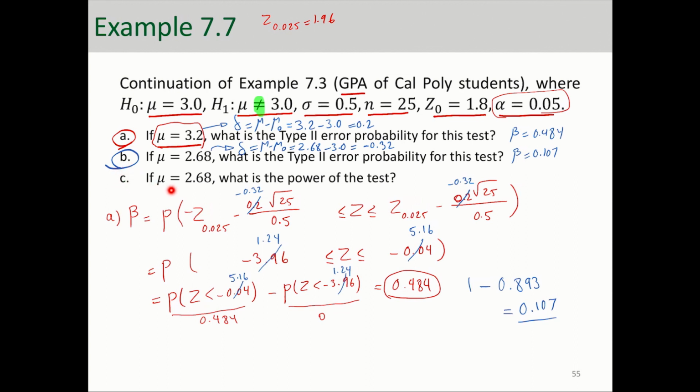Part C says if mu is equal to 2.68, what is the power of the test? Well, when beta is 0.107, power of the test is 1 minus beta, that is 0.89. That is the power of the test, 89%.